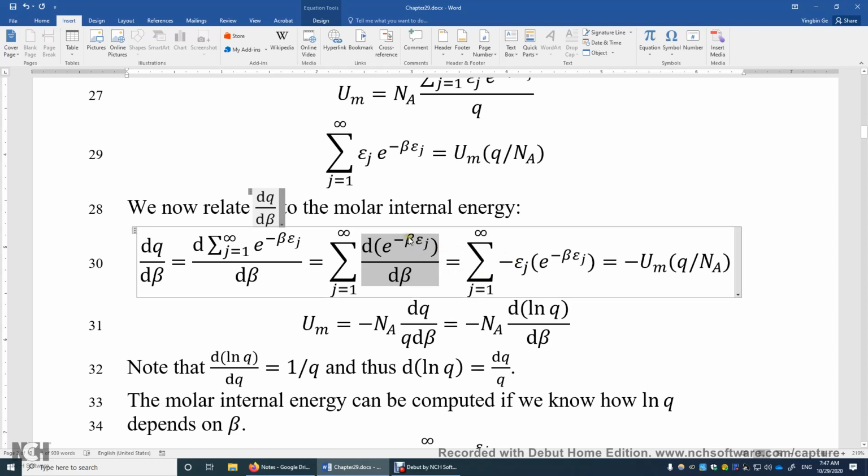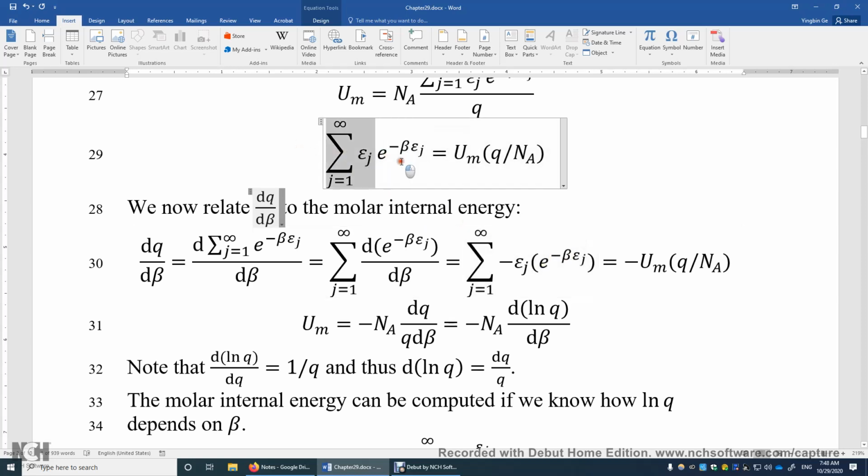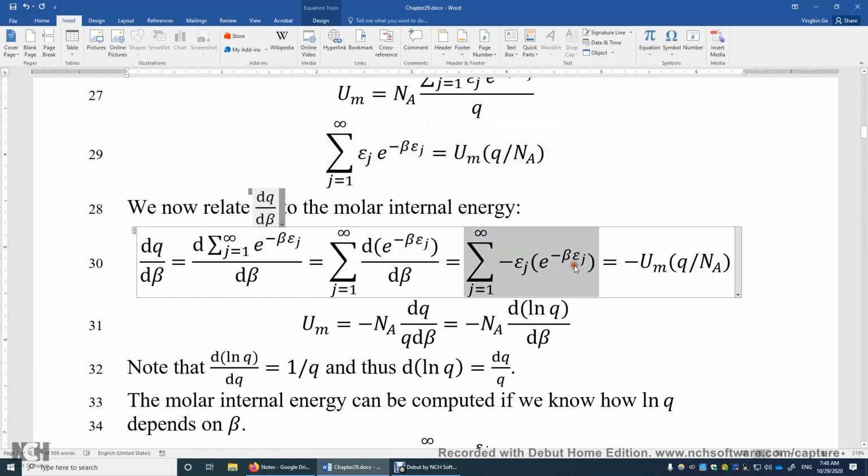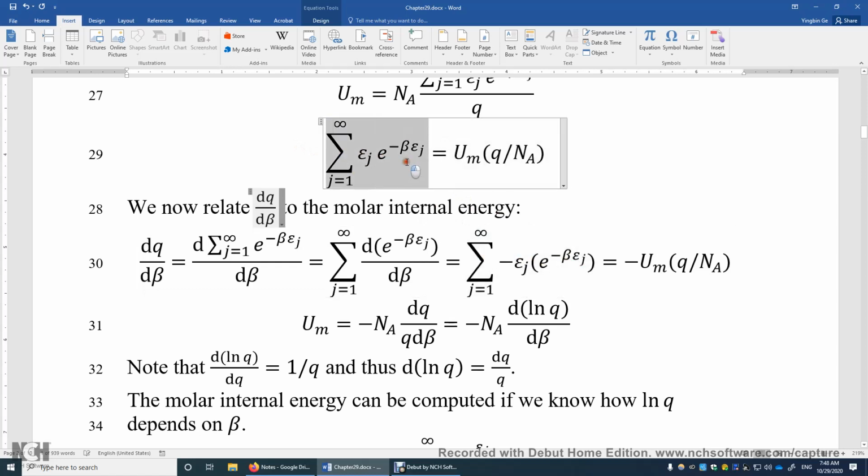You just need to copy this negative epsilon j here, and then copy this exponential function here, and that's it. And by looking at this sum, this is the sum of negative epsilon j times e to the power of negative beta epsilon j. It looks awfully similar to this, right? So this and this are awfully similar to each other.